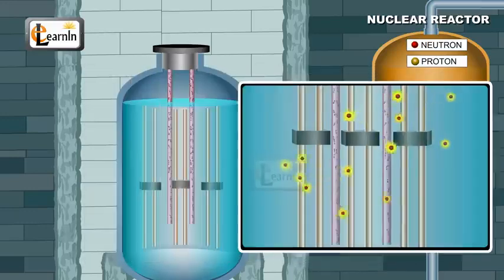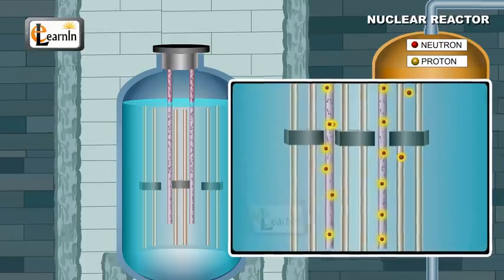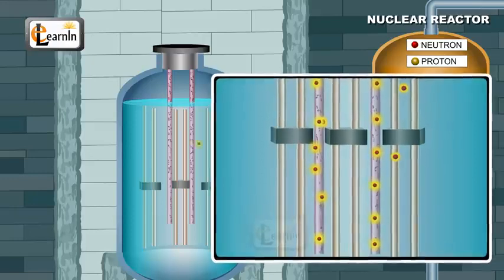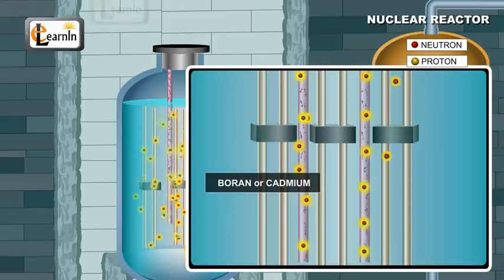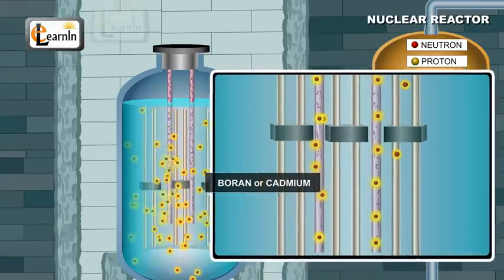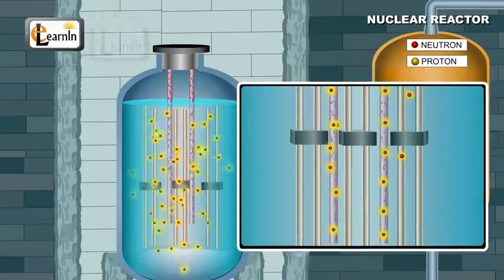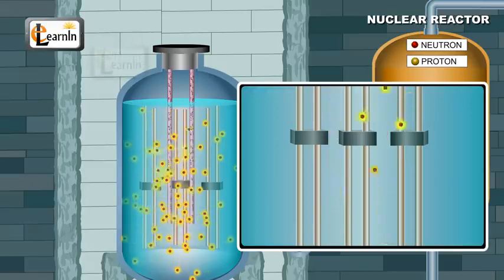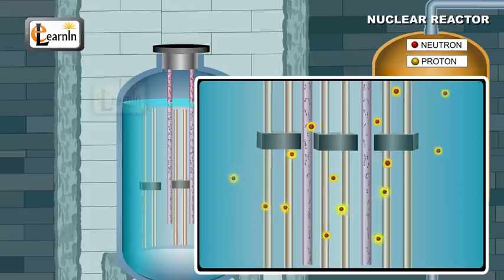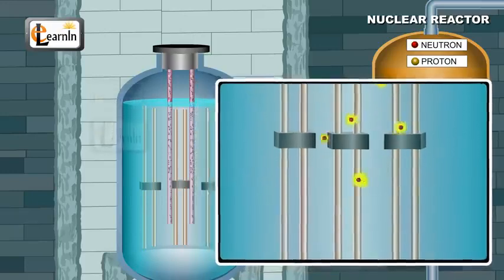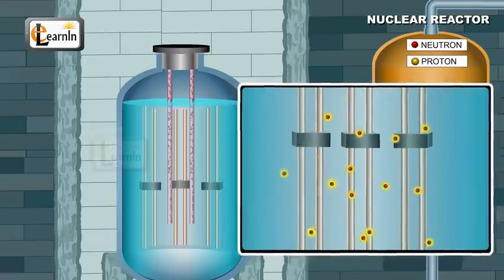The main function of the control rods is to absorb any excess or spare neutrons in the moderator in order to prevent any further fission reactions. Usually, such control rods are made of boron or cadmium. To increase the rate of fission reactions, these rods can be removed from the moderator. A steady output of energy can thus be maintained by inserting or removing the control rods in the nuclear reactor.